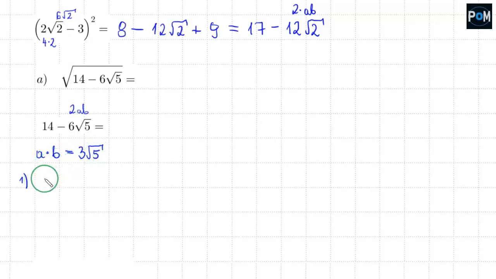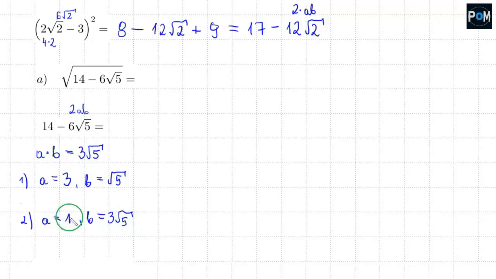The first possibility for a times b to equal this expression could be that a equals 3, and b equals the square root of 5. From such multiplication, I will get this result. But this is not the only possibility, as there is also the option that a could be equal to 1, and b could be equal to 3 times the square root of 5. These are the only 2 possibilities. To get such a result from multiplying a by b, it has to be one way or the other. So we need to check which of these options will fit us.